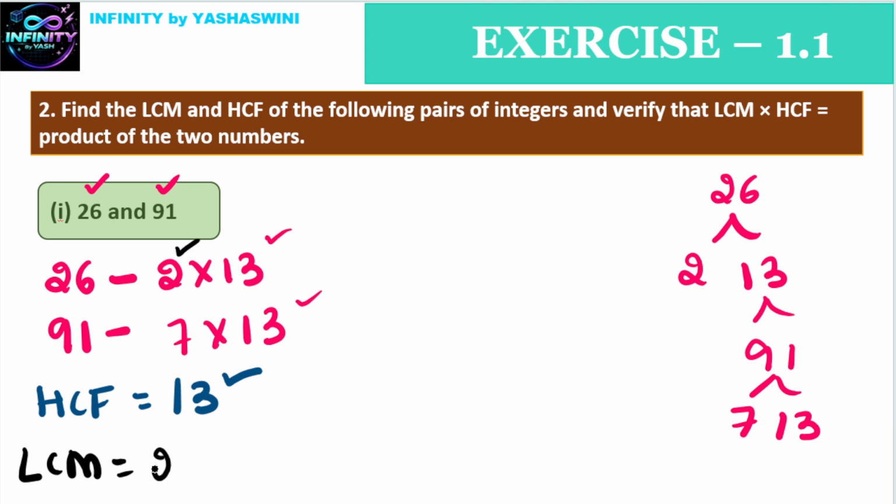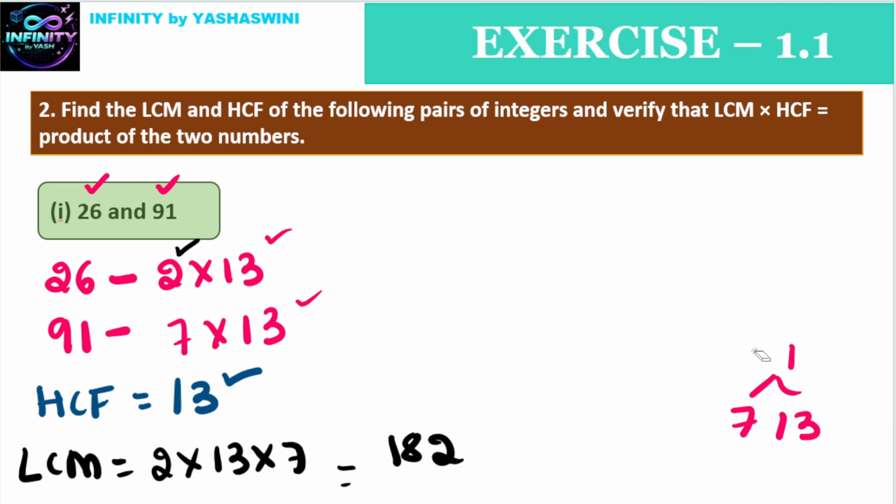All factors means here 2 into 13 into 7. Only one time you have to take 13 here. So 2 into 13 into 7 is 182. So LCM is 182. In the next step, we have to verify that whether the product of LCM and HCF is equal to the product of the two numbers.